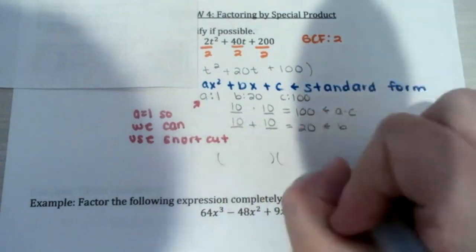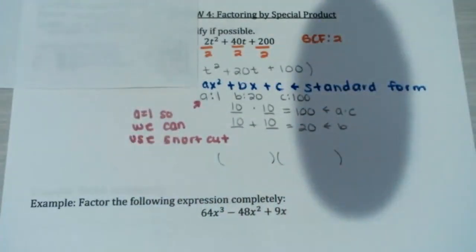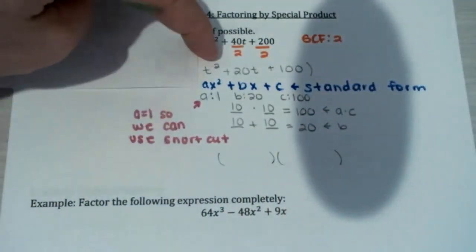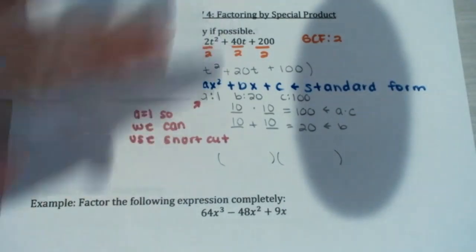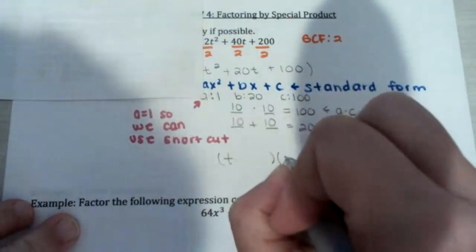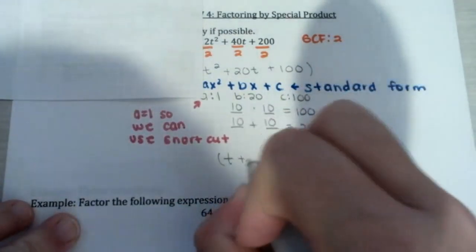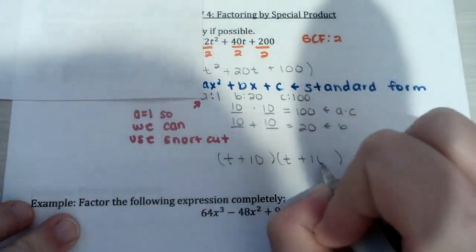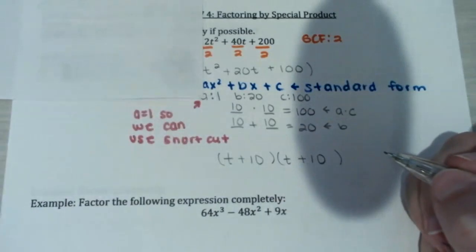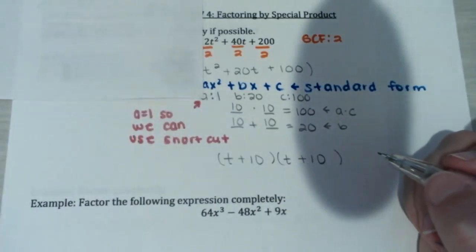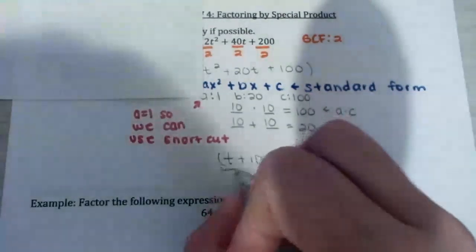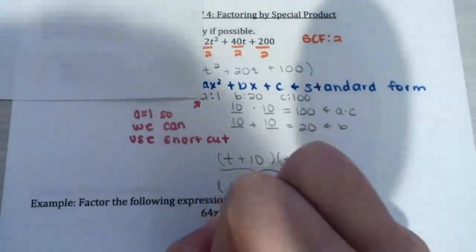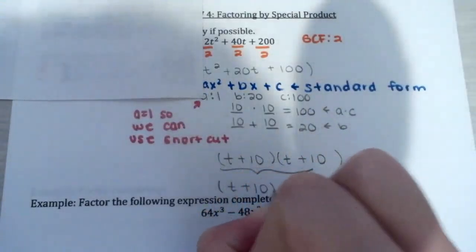Remember, our shortcut says we have our 2 factors. Our variable, this is really important, our variable is t, so make sure that you use the letter t. And our blanks are positive 10 and positive 10. So t plus 10 times t plus 10. What makes this one special is t plus 10 times t plus 10 is the same thing twice. So I can rewrite this as t plus 10 squared.